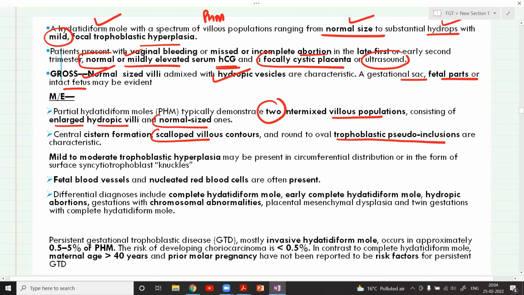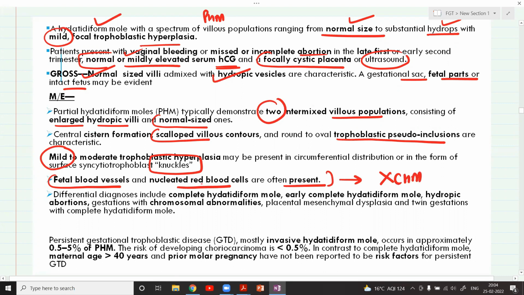Now trophoblastic hyperplasia, as compared to complete mole, there is very little trophoblastic hyperplasia over here, and usually the syncytial trophoblasts form knuckles, as I showed you. Now, very importantly, fetal blood vessels and nucleated RBCs are often present, which is never the case in a complete hydatidiform mole. It will never be present over there.